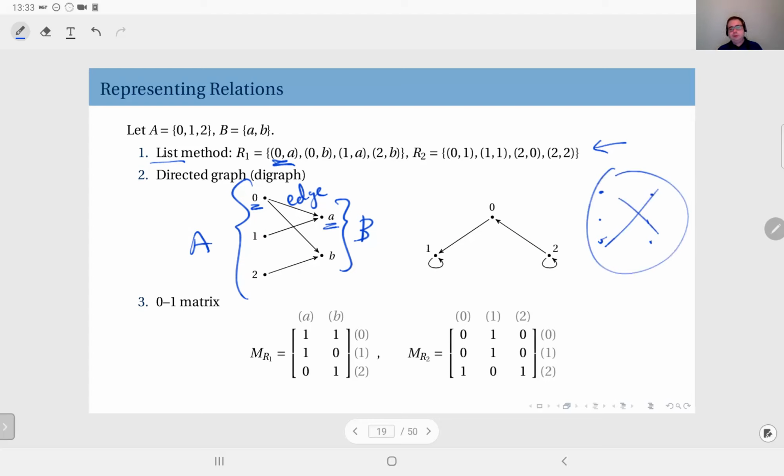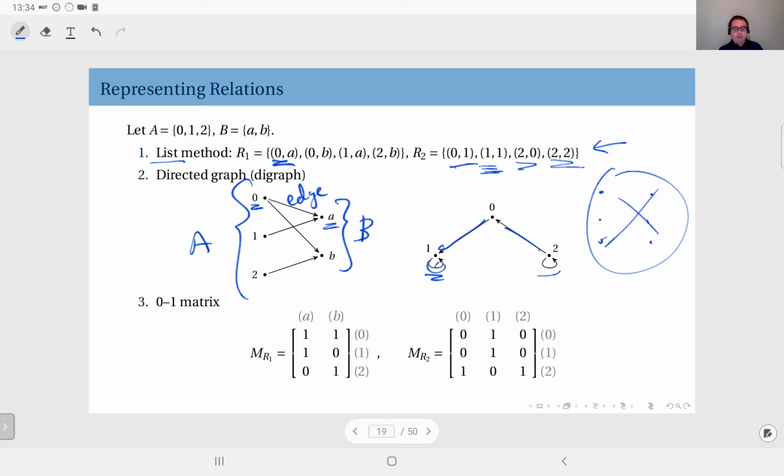And if you have a relation between the element and itself, like (1, 1), you just put a loop here. So we have (0, 1), this here, we have (1, 1), this loop, and (2, 0) this here, and (2, 2) this loop here. So this is the directed graph representation, and when you look at it, it tells us some properties that a relation has in a graphical manner. This is the reason we prefer this over the list method.